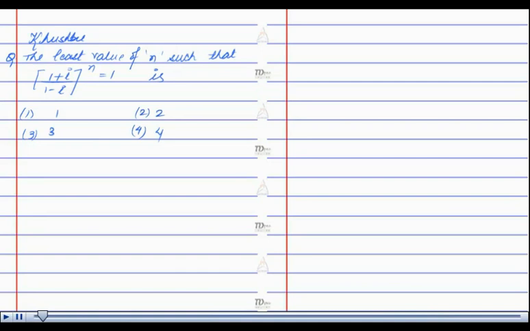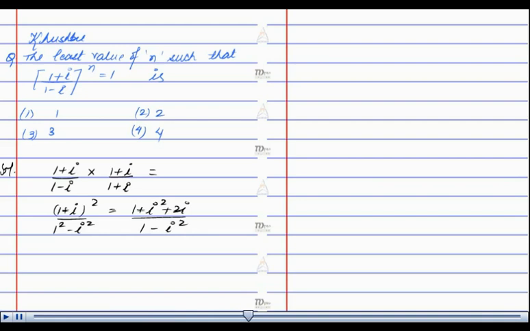Hello, I am Khushbu. The question is, the least value of n such that (1 plus i by 1 minus i) to the power n is equal to 1 is? 1 plus i upon 1 minus i, when multiplied and divided by 1 plus i, gives (1 plus i) whole square upon 1 square minus i square. That is 1 square plus i square plus 2i upon 1 minus i square.